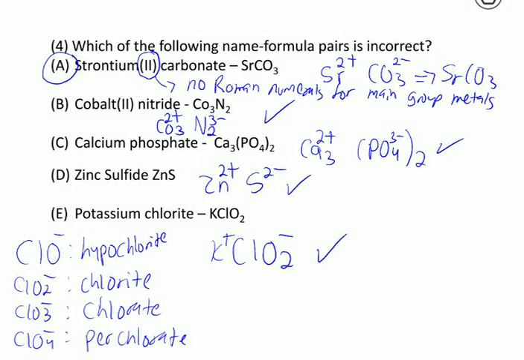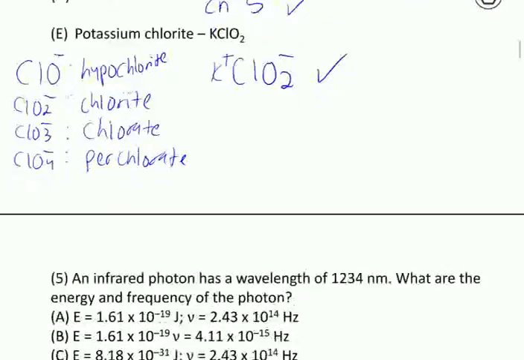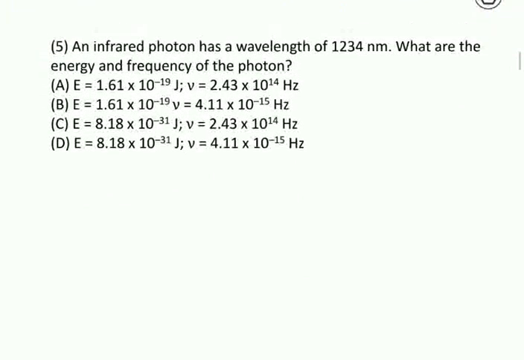All right, so let's move on to number 5. So now we're back into older stuff, back to chapter 1 or 2, I forget which one. An infrared photon has a wavelength of 1234 nanometers. What are the energy and frequency of the photon? So for photons, which are little packets of light energy, there's basically 3 equations we need to know, and 2 of them are derived from each other.